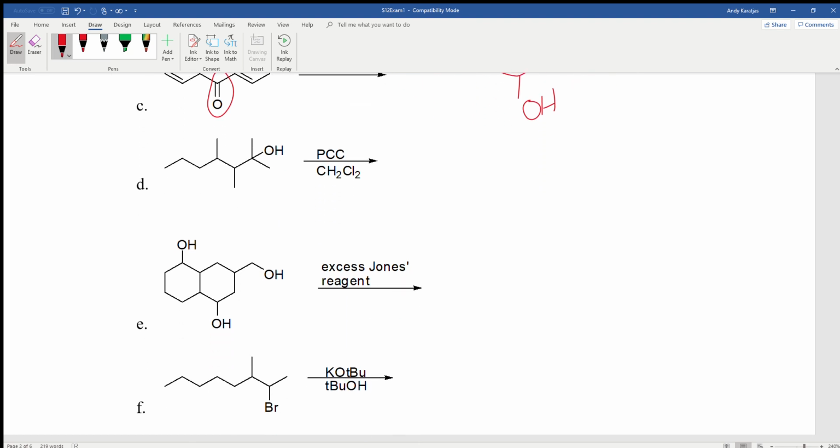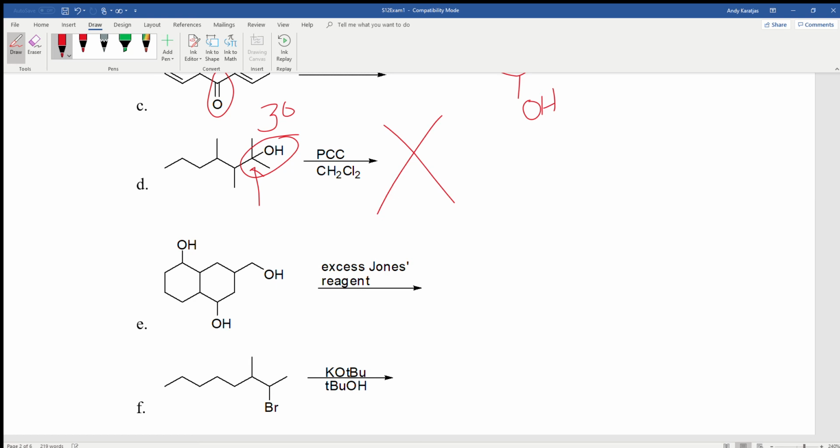Part D is a PCC oxidation, and we know PCC can oxidize alcohols. But the alcohol given in this question is a tertiary alcohol. And tertiary alcohols cannot be oxidized further. There's no hydrogen on the carbon that needs to lose one, and therefore this reaction won't do anything.